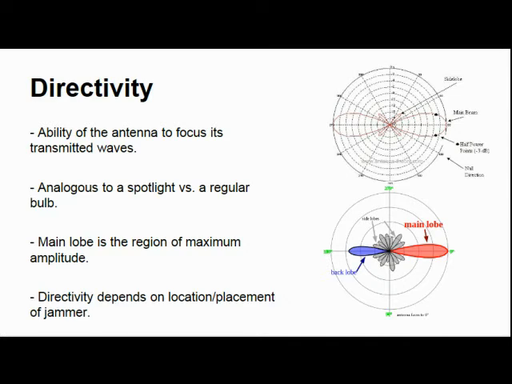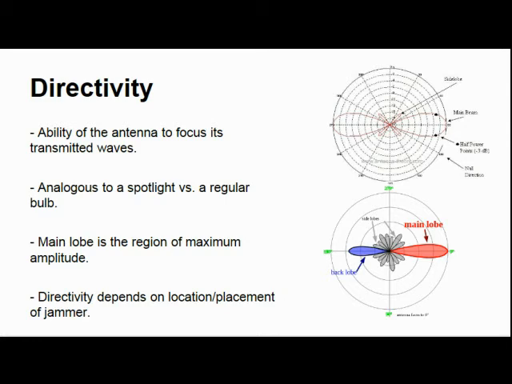So when considering directivity, we want to focus most of the waves in a certain direction. So we want the main lobe to be bigger, and we want to minimize the back lobe. For example, if we're mounting the jammer inside a classroom, we want to focus most of the waves inside the classroom and reduce interfering with people, for example, in the hallway.